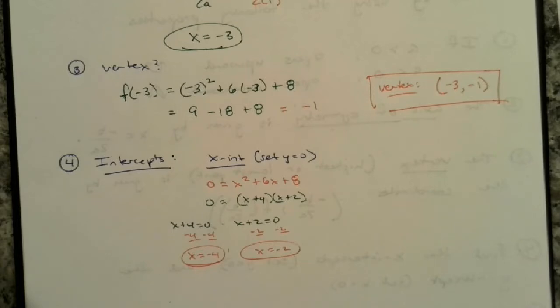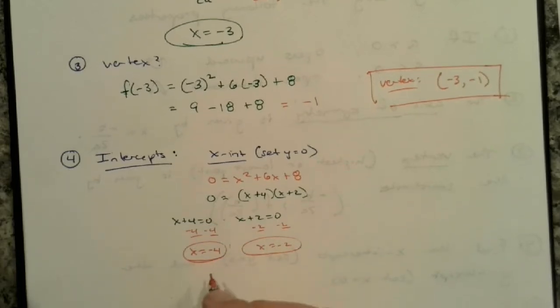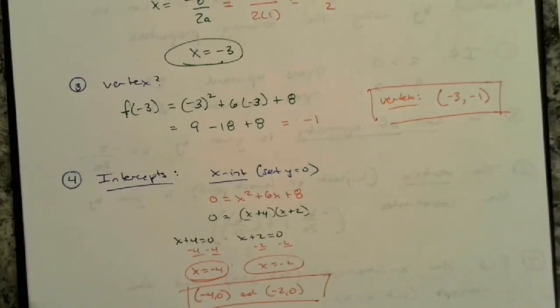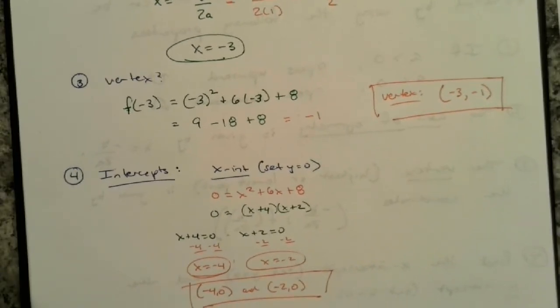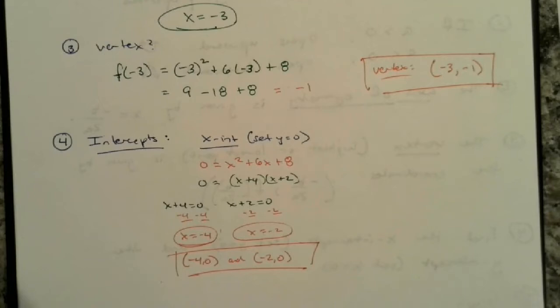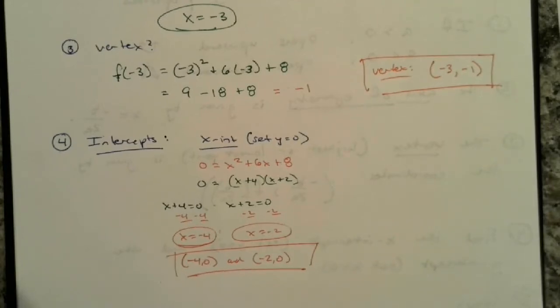So those are the x values for my x-intercepts. If I wanted to write these as ordered pairs, which typically you'll be asked for them that way, the point is -4, 0, and the other x-intercept is at -2, 0. Now, when you find intercepts like this, you could get one intercept that repeats itself, you could get 2 like I did here, or you could get none. It really depends on the shape of the parabola and where it's located.